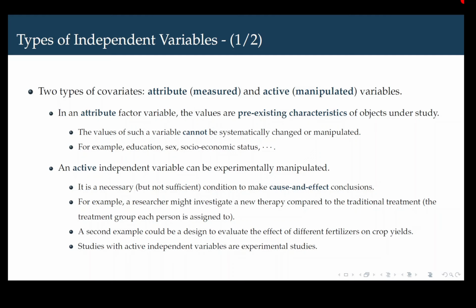For example, if a researcher investigates a new therapy compared to the traditional treatment, then in this case, the treatments can be randomly assigned to the individuals. That means the treatment values are being manipulated. Therefore, here treatment type can be considered as an active independent variable.